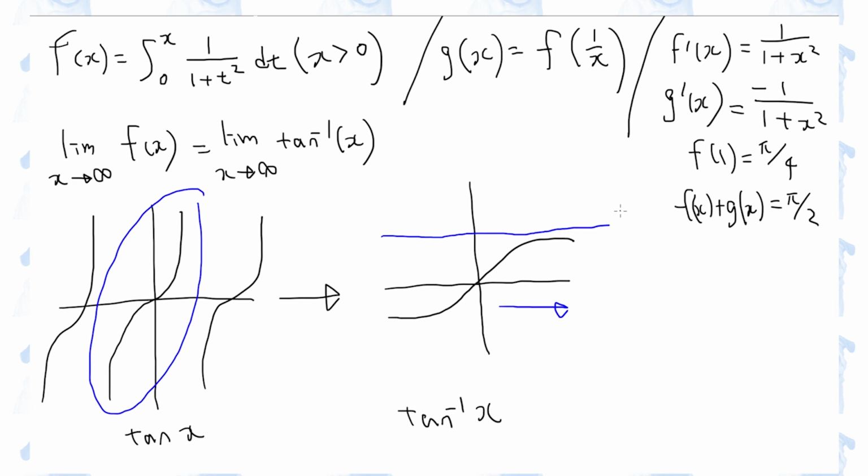What is the value of this line? Remember that one of the asymptotes of tangent here is pi over 2 or 90 degrees. Therefore, this asymptote is also pi over 2 or 90 degrees. So the answer is pi over 2.